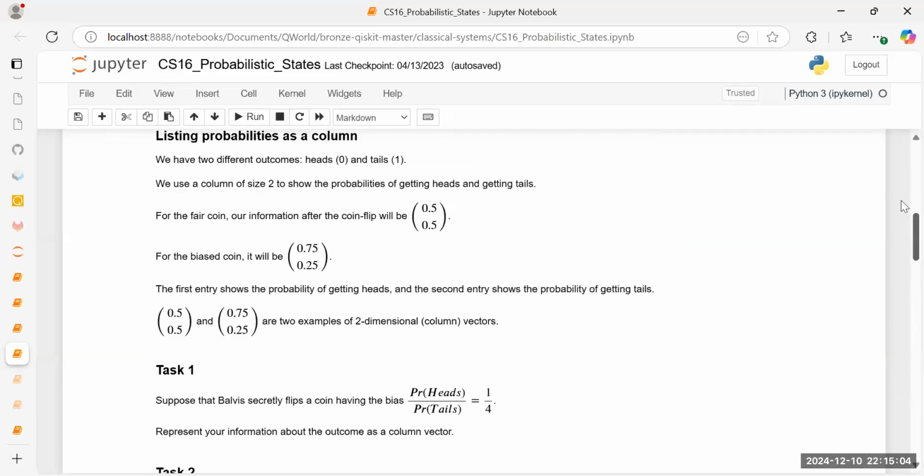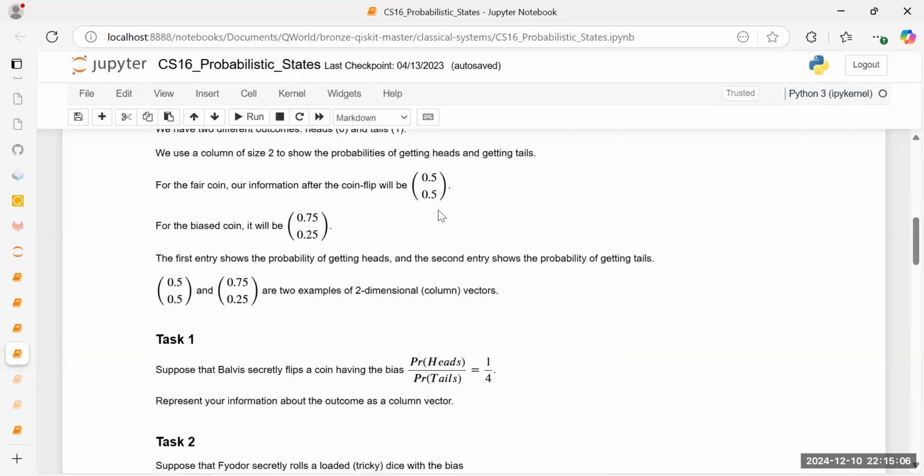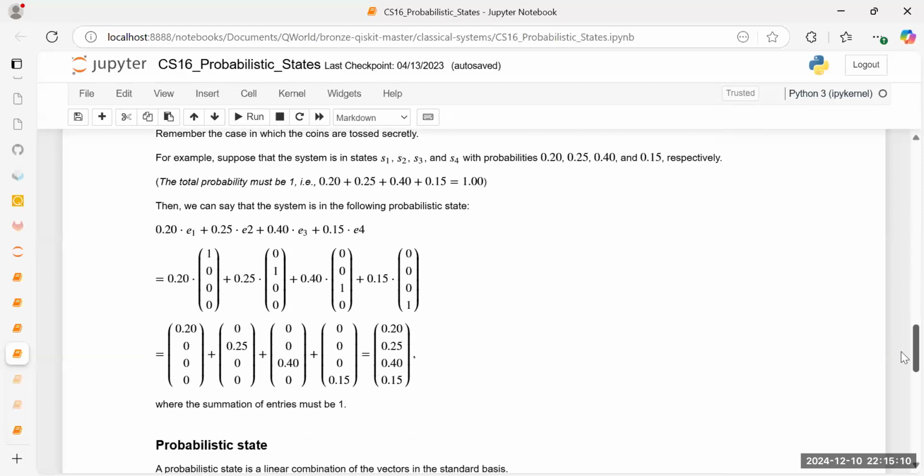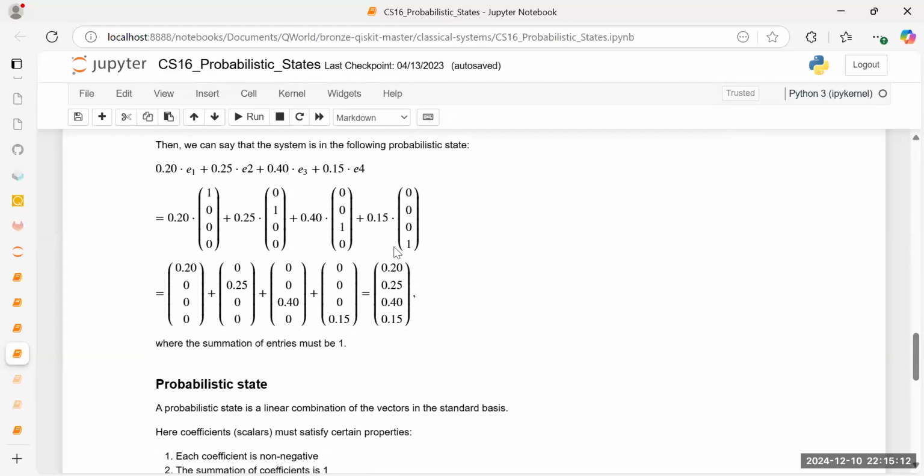So we're not just restricted to 2-dimensional vectors. We can have vectors with several entries, and each entry can be assigned to some event or to the outcome of some event.